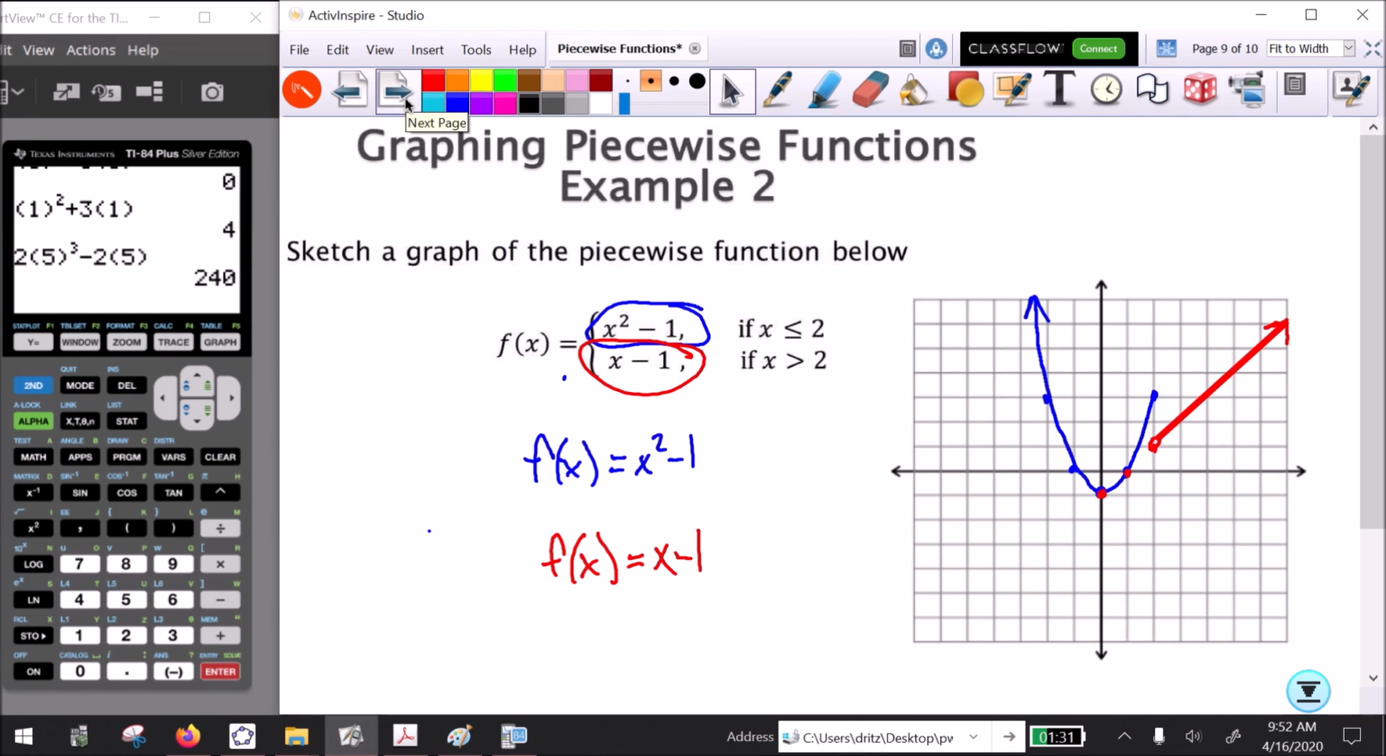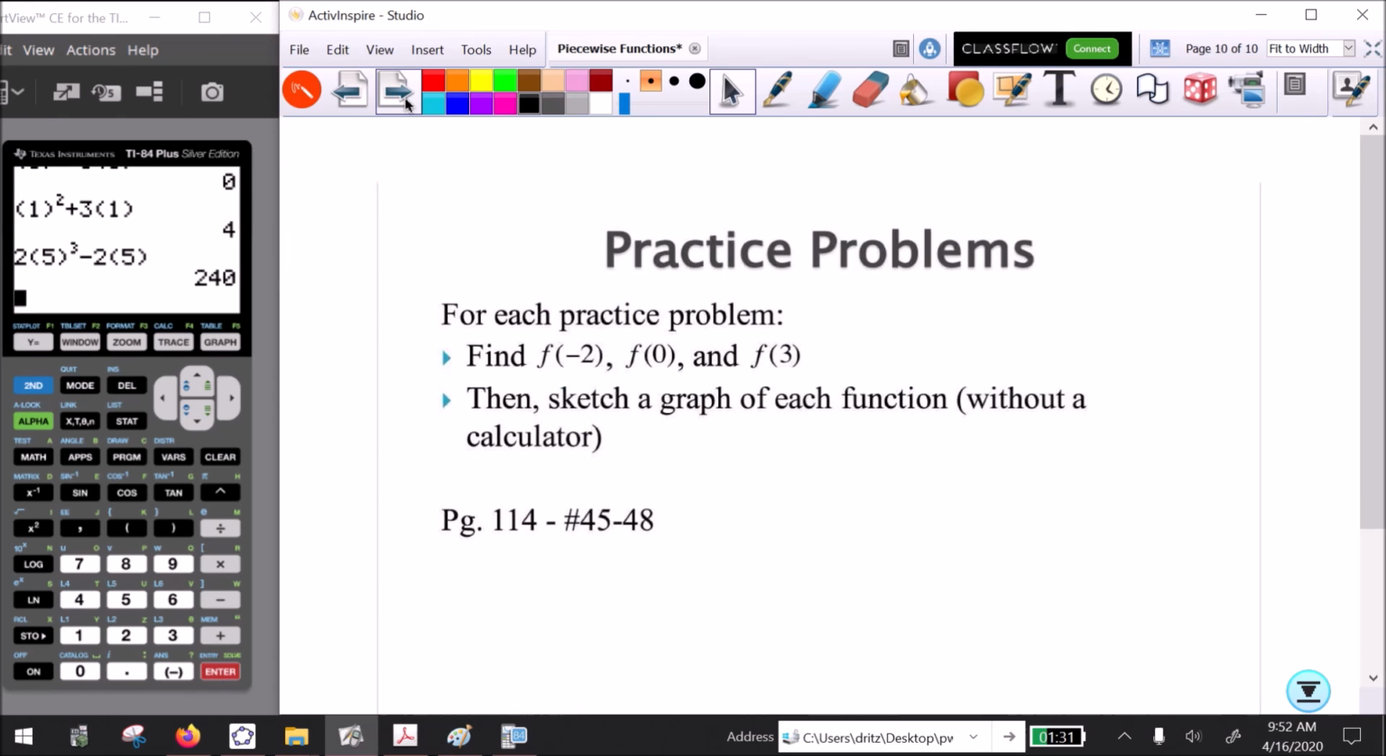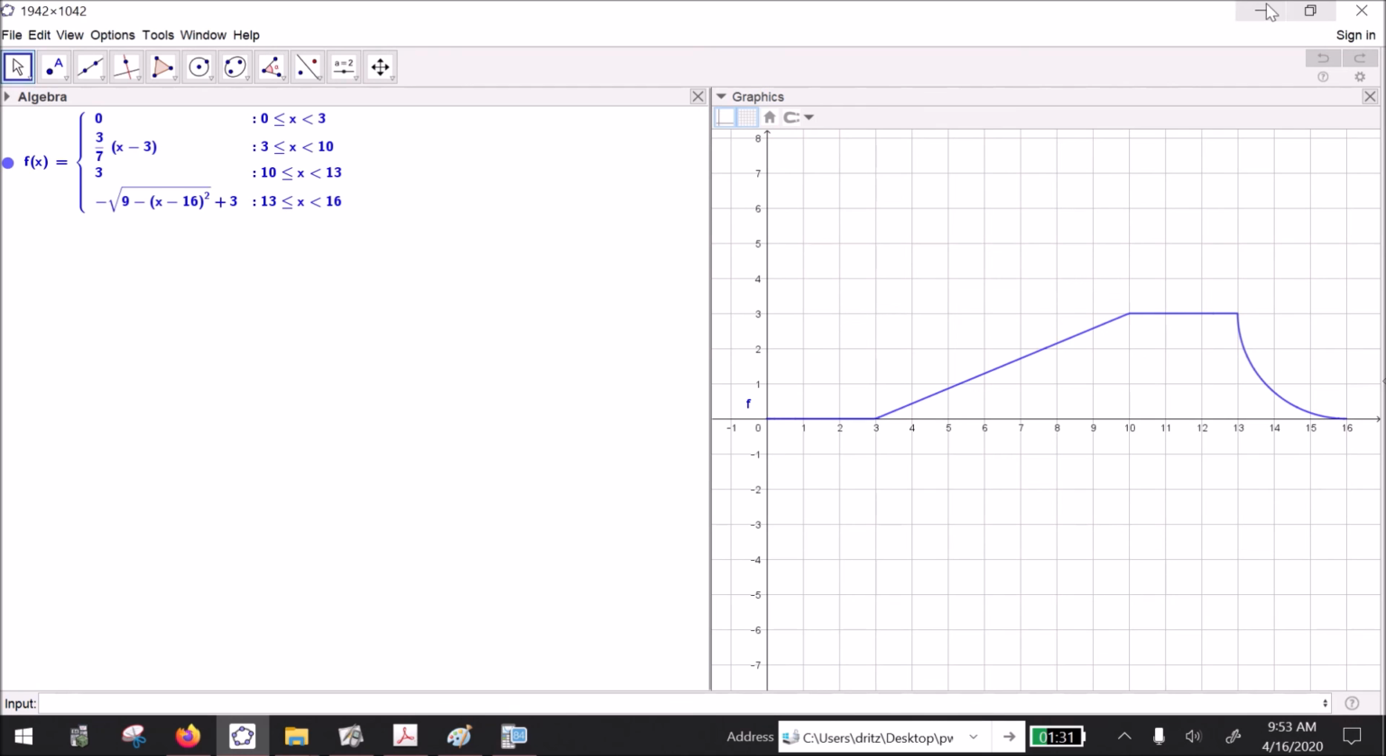Alright, there are some problems that you could use to practice this new topic in the chapter that I attached. You can go to page 114 and do these 4 problems, 45, 46, 47, and 48. I highlighted them for you on the PDF that I attached. The problems have instructions, but what I'd like you to do is evaluate them for these input values. And you could plot those points if you'd like. Then sketch a rough graph of each function without using a calculator. If you'd like to use a calculator to check your work, you could try to type this into GeoGebra, and that could be a helpful way to check your work with these piecewise functions.